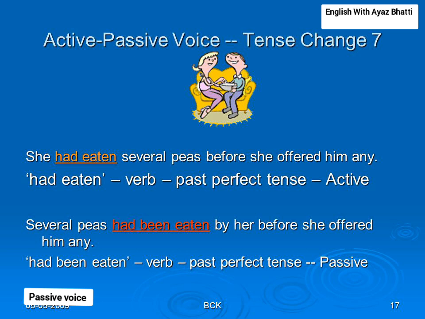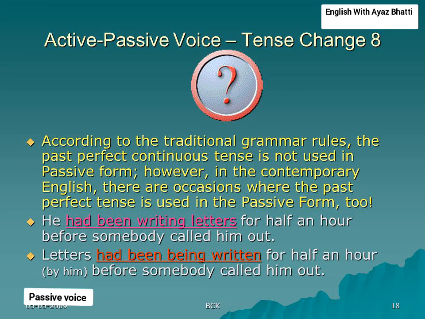Active passive voice, tense change 8. According to the traditional grammar rules, the past perfect continuous tense is not used in passive form. However, in contemporary English, there are occasions where the past perfect continuous tense is used in the passive form, too. He had been writing letters for half an hour before somebody called him out. Letters had been being written for half an hour, by him, before somebody called him out.